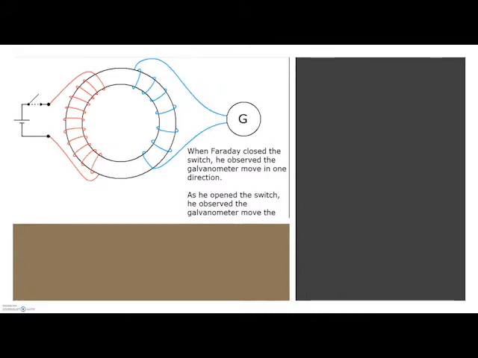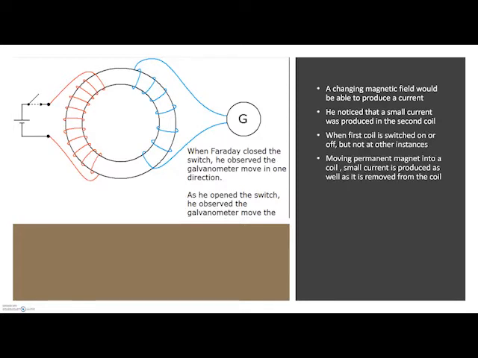Michael Faraday attempted to prove that a changing magnetic field would be able to produce a current. He noticed that a small current was produced in the second coil when the switch in the first coil was turned on or off, but not at other instants. He also discovered that by moving a permanent magnet into a coil, a small current is produced. This also happens when the magnet is removed from the coil. However, no current flows when the magnet is held stationary.